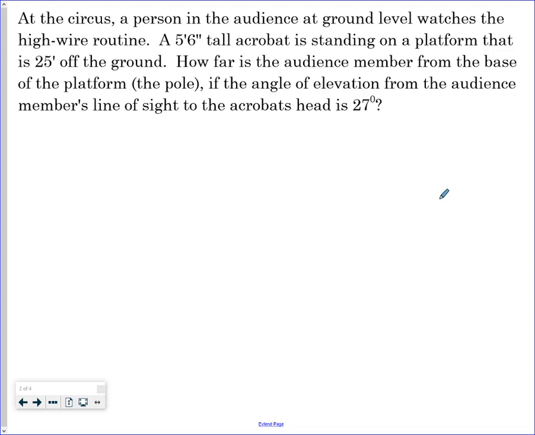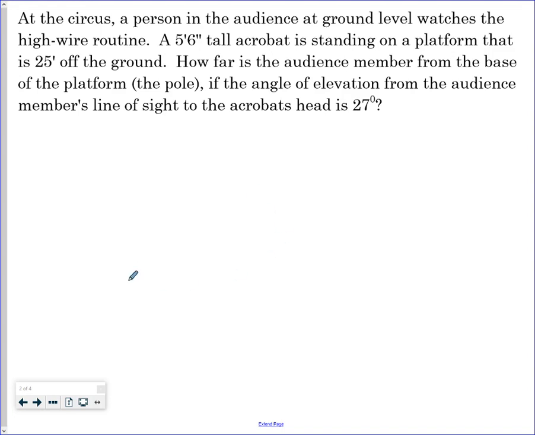First question. On tests and quizzes, sometimes, like yesterday, I gave you a picture to kind of help you. Sometimes I give you nothing but words. So if I were you, I'd maybe cover up the picture for just a second and see if you could come up with it on your own, okay? So at the circus, a person in the audience at ground level watches the high wire routine. A 5'6" tall acrobat is standing on a platform that's 25 feet off the ground. How far is the audience member from the base of the platform if the angle of elevation from the audience member's line of sight to the top of the acrobat's head is 27 degrees? It's a lot of stuff. In the end, we should have a right triangle somehow. Okay? So you can go ahead and look at your picture now.